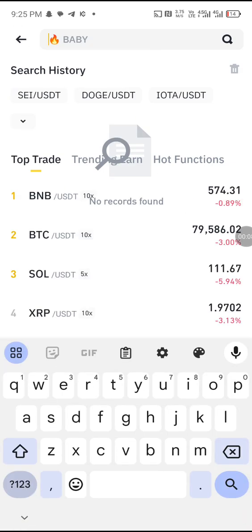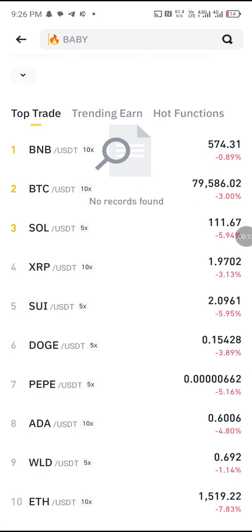Today we're going to look at advanced Binance trading strategies for beginners and also for advanced users.